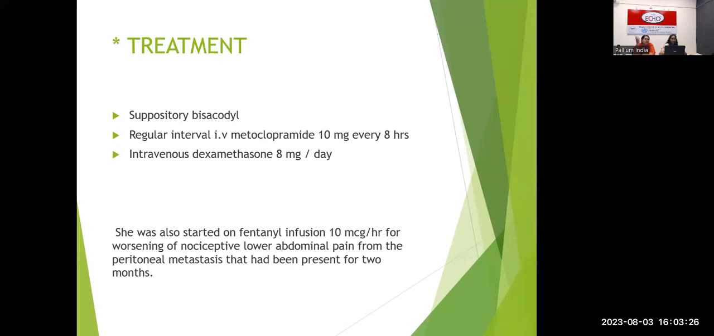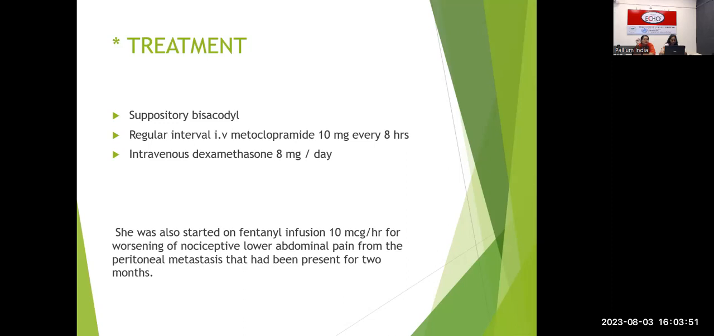Maybe she needs a high-up enema. And the dose of metoclopramide is not sufficient. Giving her a small dose of metoclopramide will not help her. And an intravenous dose of 8 milligrams of steroid is also not going to help her. I said a higher dose of dexamethasone is required. At least 60 milligrams of dexamethasone should be given. Only then will she have some amount of pain relief. But this was the treatment given to her.